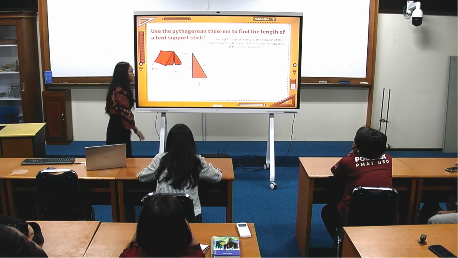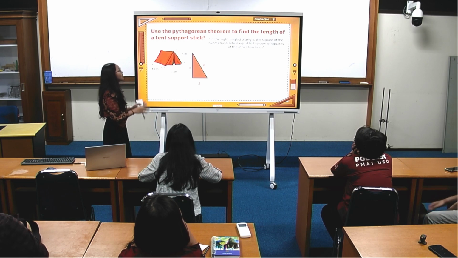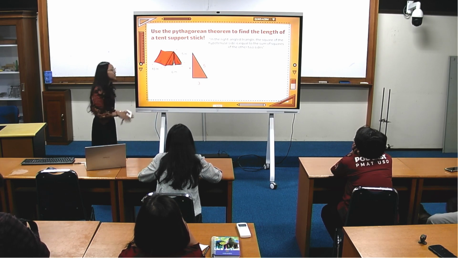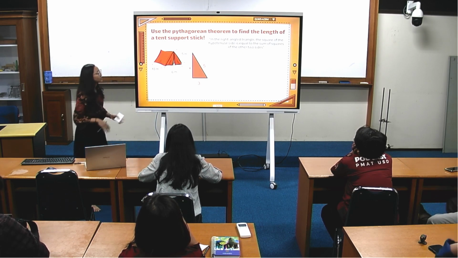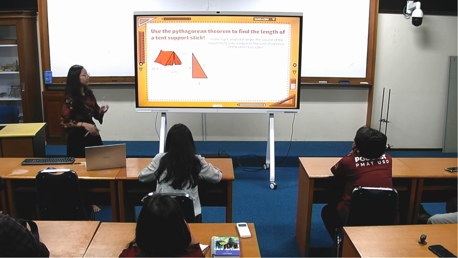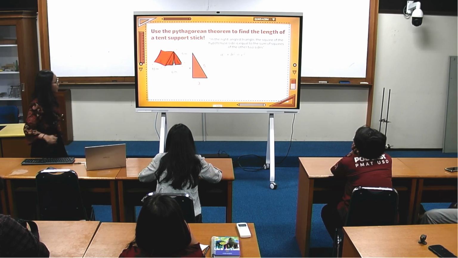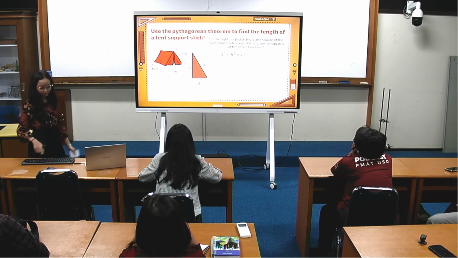So next, don't forget the definition of the Pythagorean theorem. In a right angle triangle, the square of the hypotenuse side is equal to the sum of squares of the other two sides. So we can use the formula a squared plus b squared equals c squared.